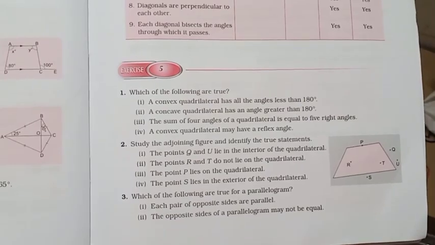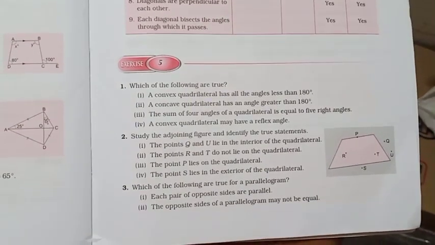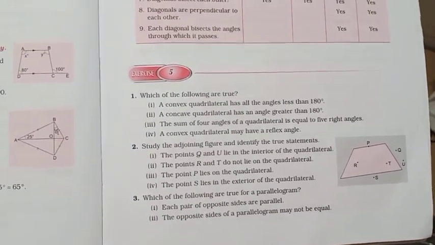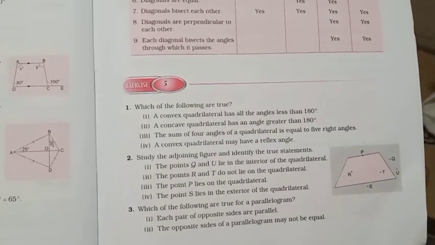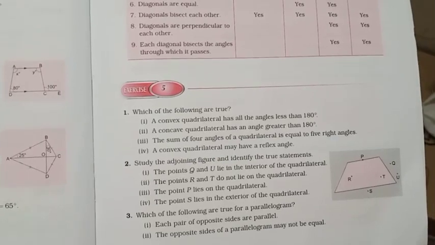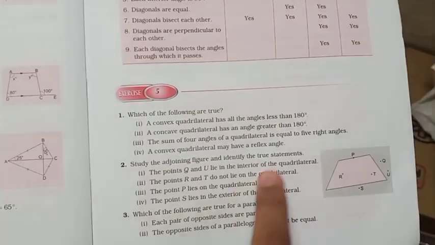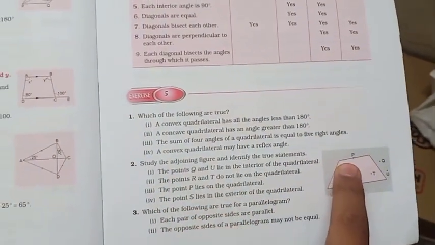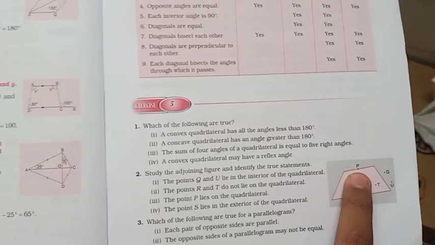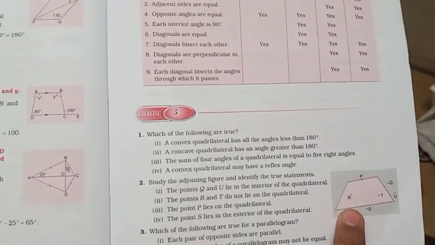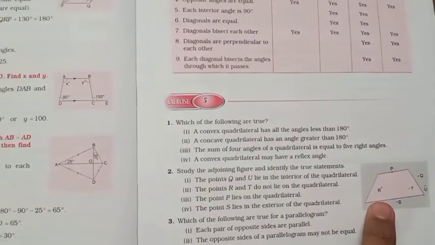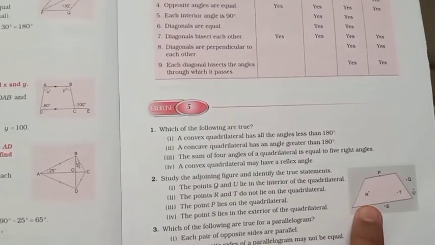Next, the points R and T do not lie in the quadrilateral. It's true because lying in the quadrilateral means like point P, not R and T. R and T are the interior points of the quadrilateral, not lying in the quadrilateral.